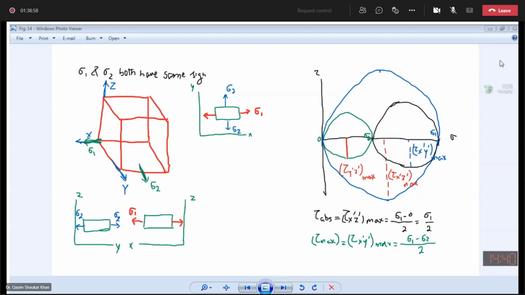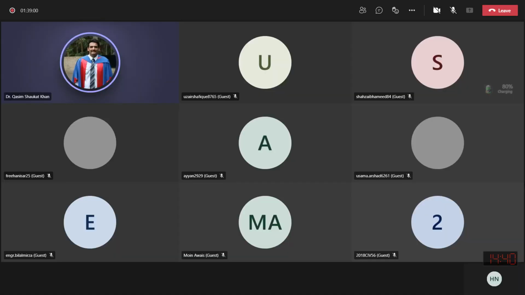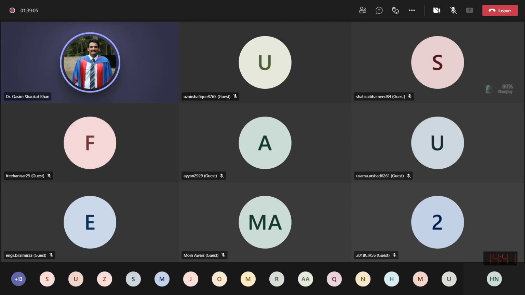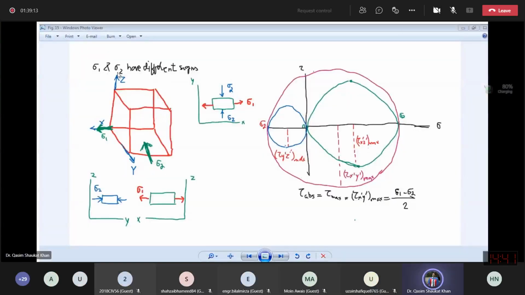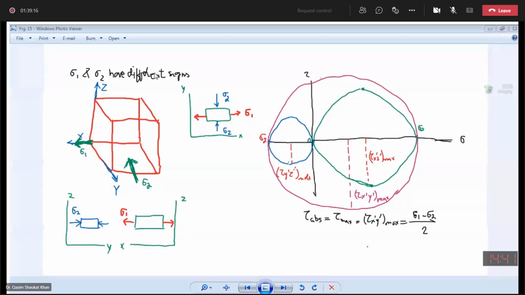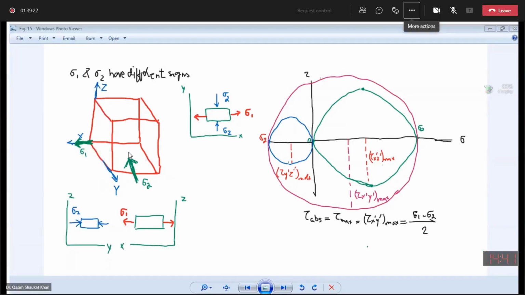Okay, then comes the second scenario in which one of the principal stresses is positive and the other principal stress is negative. So this is the case now. The second one, where sigma 1 and sigma 2 principal stresses have different signs. So this is sigma 1 positive, this is sigma 2 negative because it is compressive.